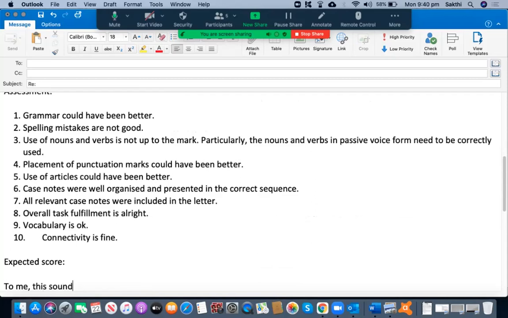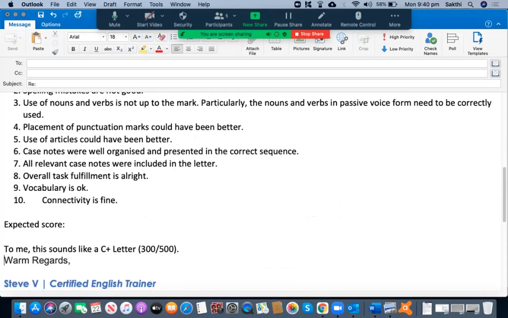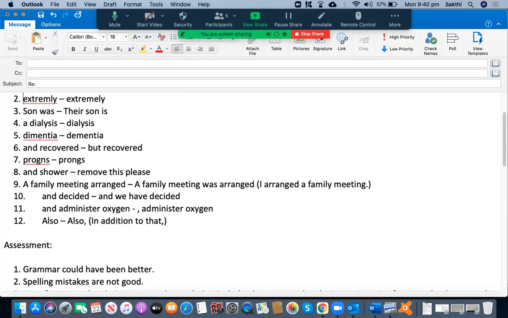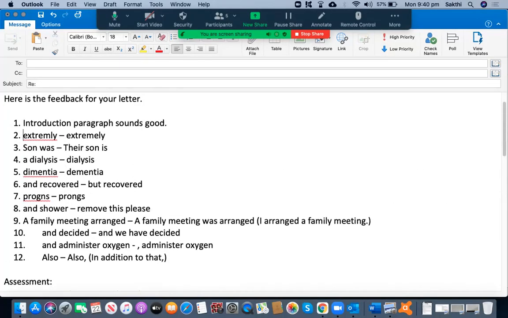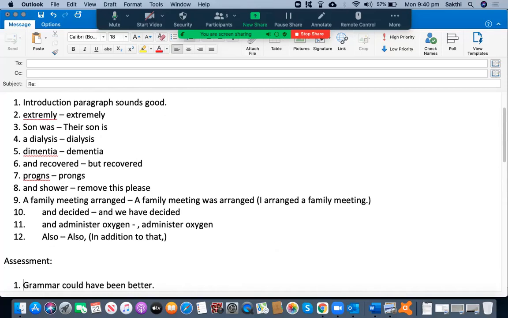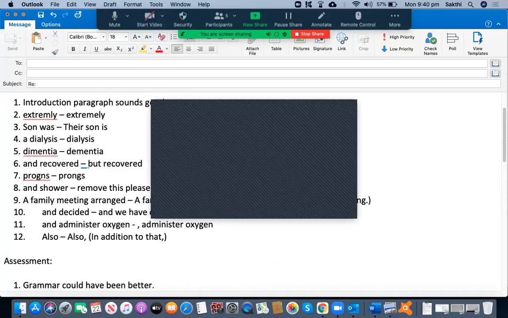To me, this sounds like a C plus letter. You may be able to get 300 out of 500 for this particular letter. But please be more careful in regards to the use of sentences. See, there are 3 spelling mistakes, okay? And then some of the connecting phrases could have been better, like unrecovered could have been recovered. All right, that could have been done.